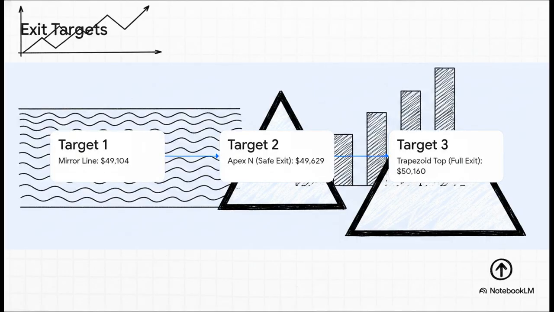So we've got our entries and we've got our risk plan. What about the exits? Well, Phase 1 maps those out too. Three of them, in fact. Target 1 is set at the mirror line. Target 2, which is considered a safe exit, is at apex N. And then there's Target 3, the full exit, right at the top of the trapezoid.